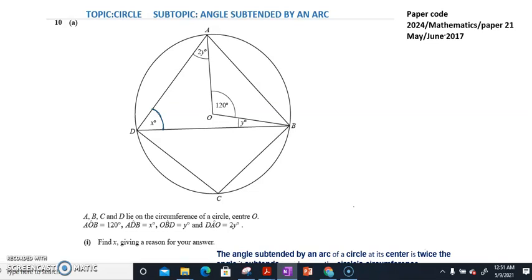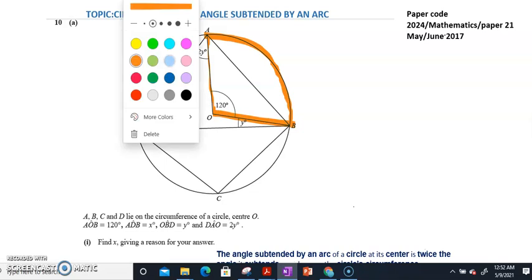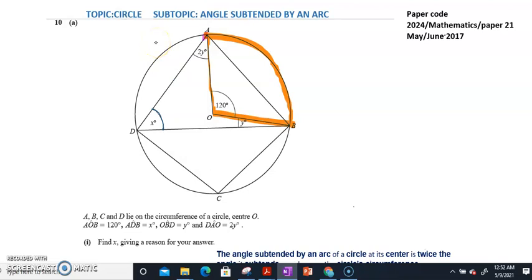Similarly, I mark the arc AB with this orange color. Now you can see that this arc is subtending an angle 120 degree at the center of the circle, whereas the same arc is subtending an angle X at the circumference of the circle.